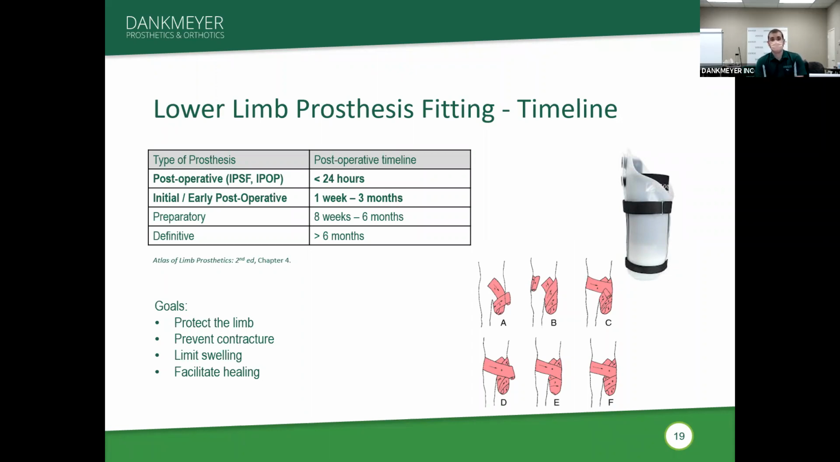More commonly, what we'll see is wrapping of the residual limb and shrinker use, which we'll get into in a second as well. But the goals during this initial time of healing, during the first couple of weeks to couple of months, are to protect the residual limb. We want to make sure that the wound is healing nicely, that we're not developing any contractures, where the swelling is being controlled and limited, and we want that residual limb to heal and be prepared to accept a prosthesis.